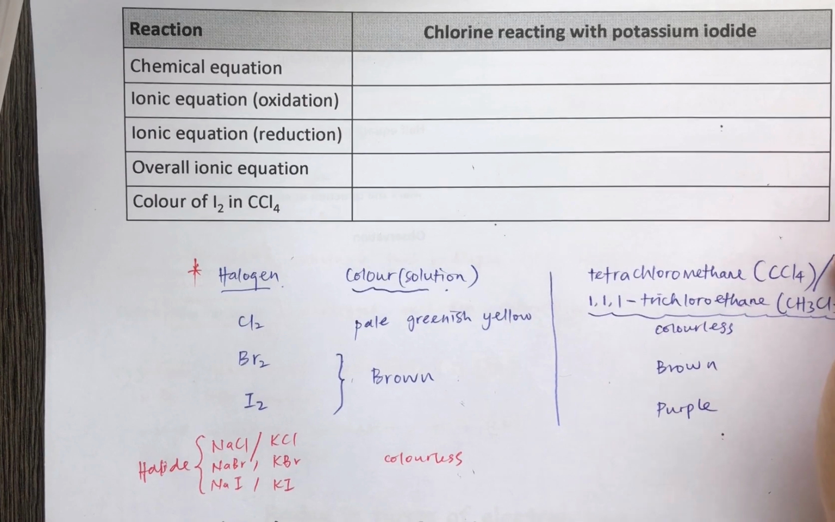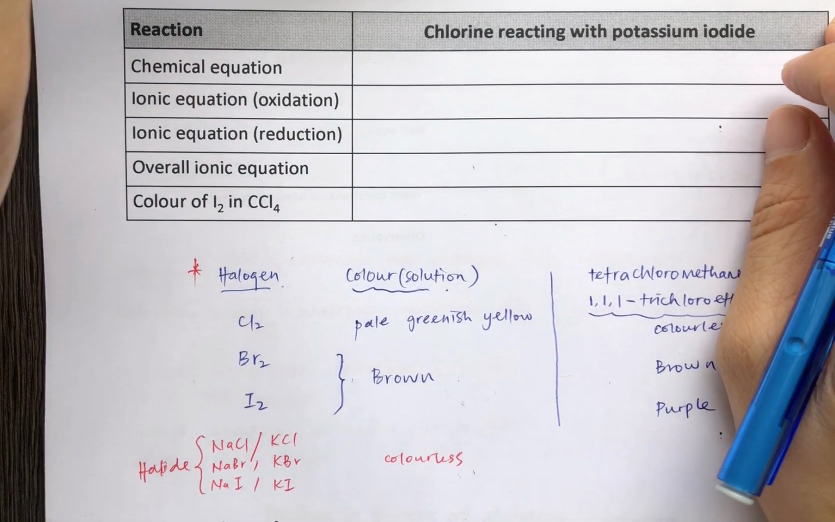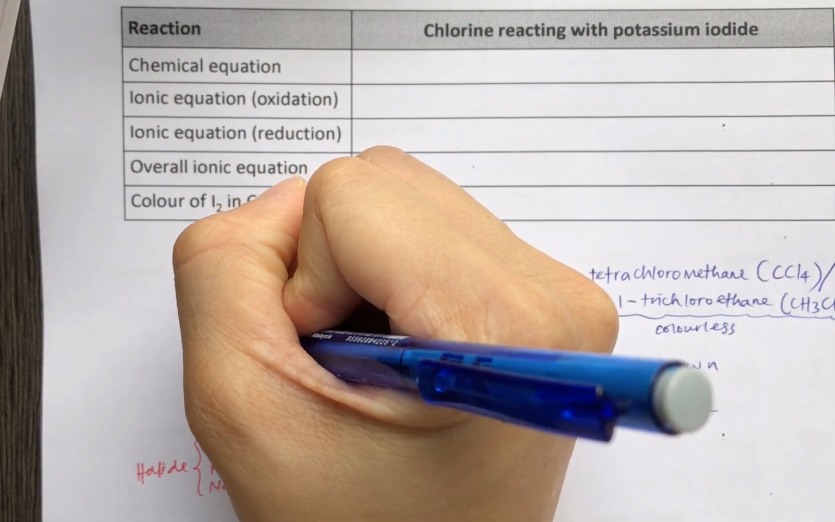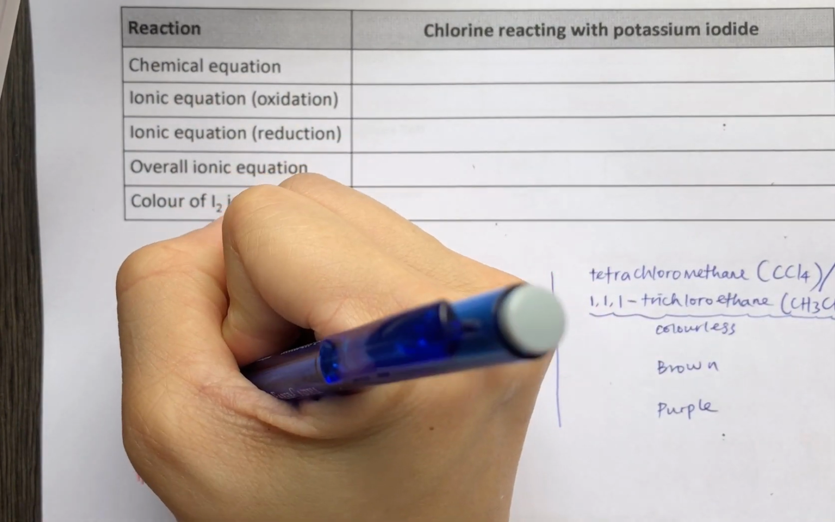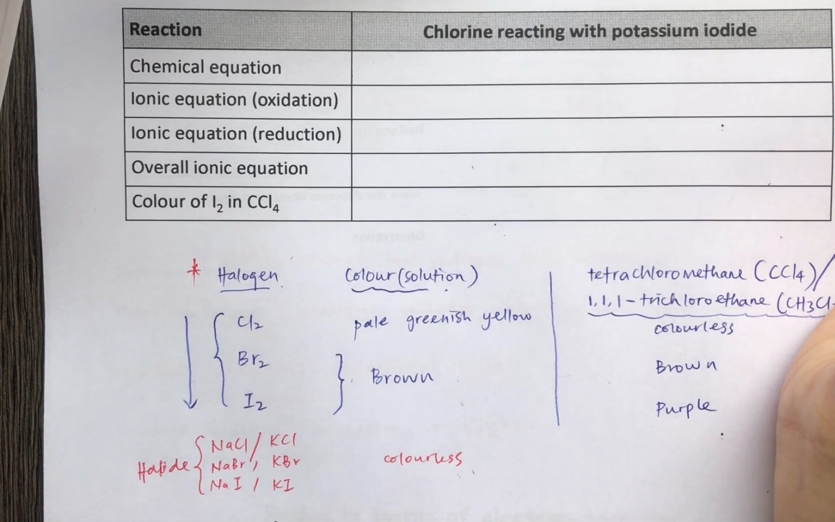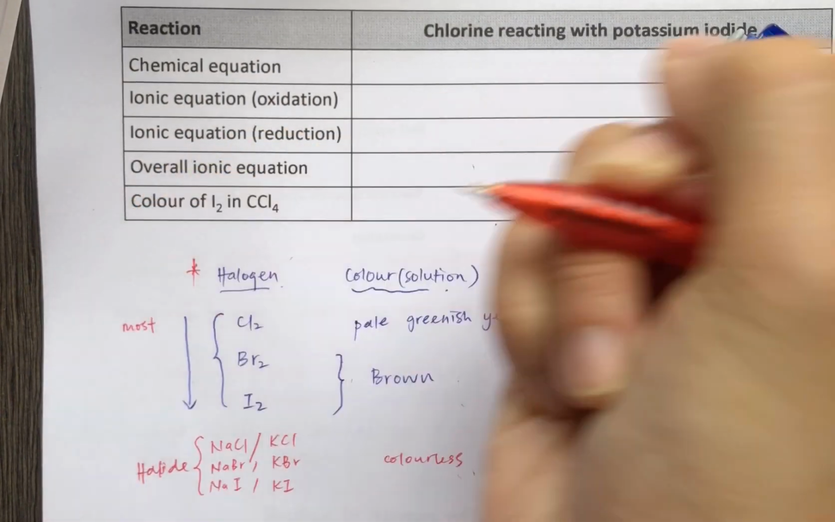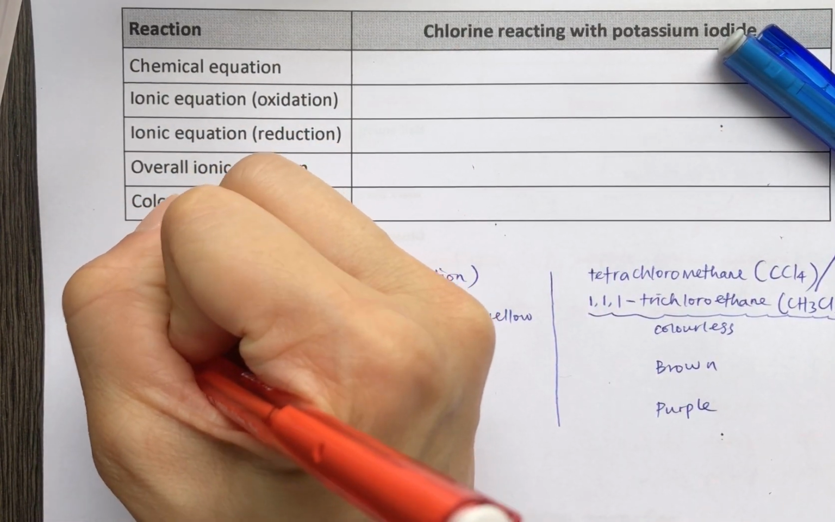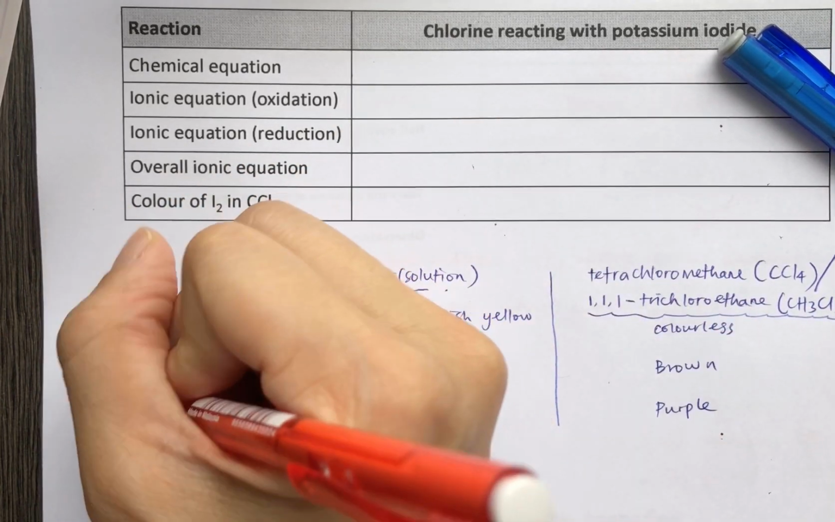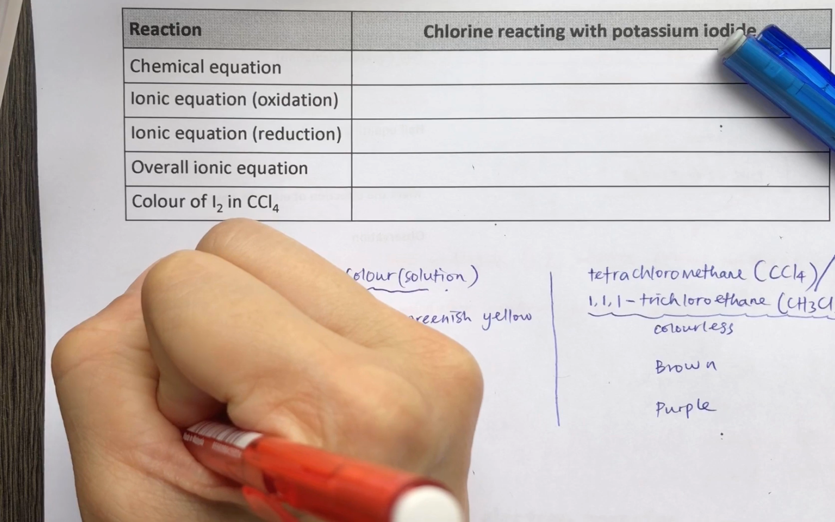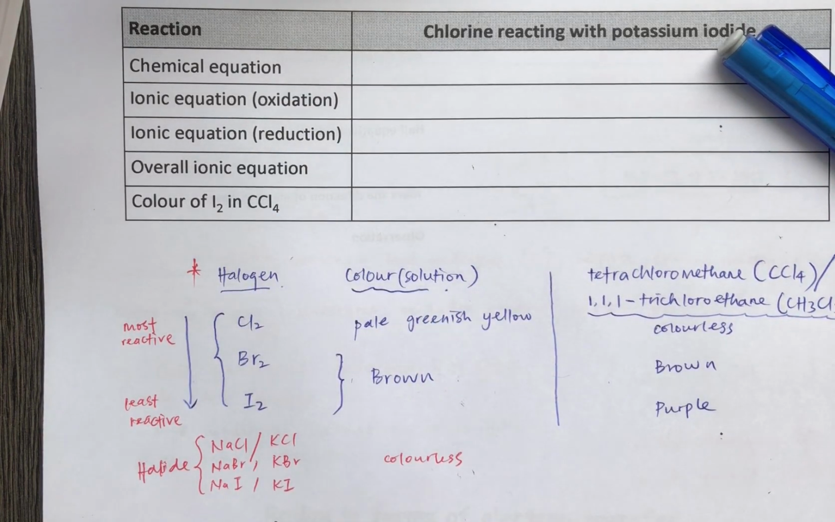The last thing that we have to bear in mind is that chlorine, bromine, iodine, going down the group, gets less reactive. So if I compare the reactivity, chlorine is the most reactive, whereas iodine among the three is the least reactive. This is some of the prerequisite for you to proceed with today's lesson. Please take a minute to copy down or digest this information before you proceed with the video.